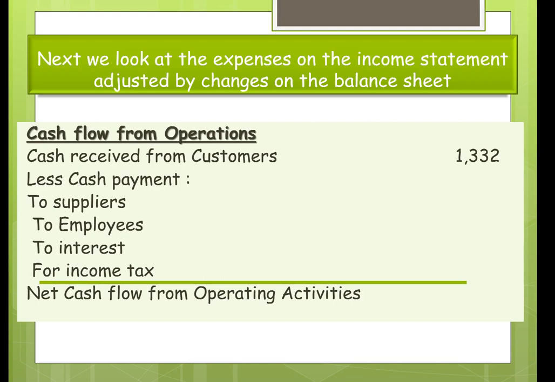Now what we're going to do is go through the income statement and look at these categories of expenses, and we're going to see, are there any liabilities associated with these, and mainly we're looking at the change.